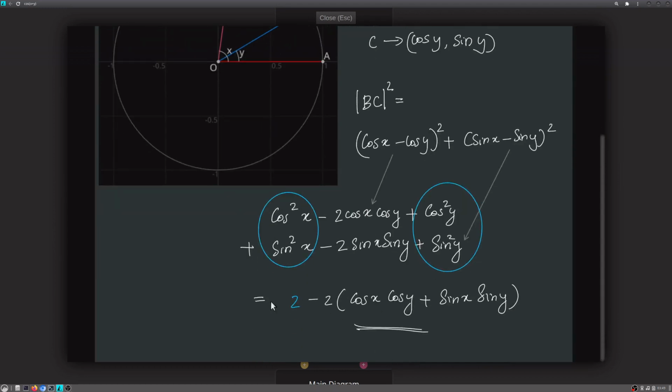So that's the insight we need to have from this particular slide, and remember this expression because we are going to use it in the next slide.